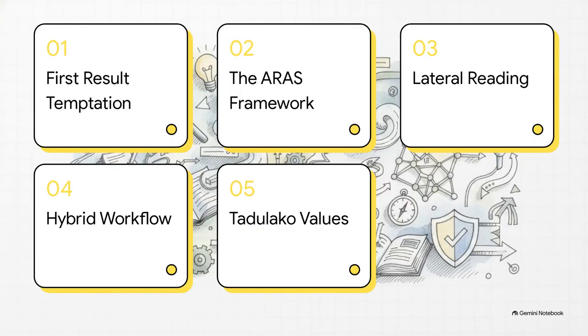All right, let's dive into this. Here's our structured roadmap for today's explainer. 1. The first result temptation. 2. The ARAS Framework. 3. Beyond checklists, which covers lateral reading. 4. The hybrid 3-step workflow. And 5. Tadulako values in action.